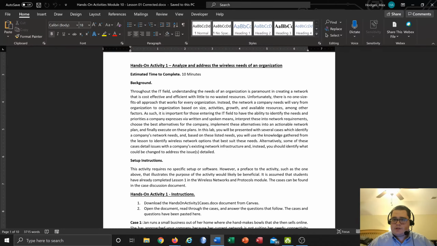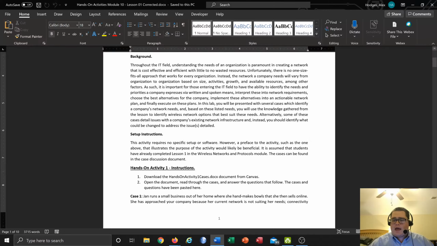So this particular activity is important because in the IT workforce, oftentimes you have to understand a client or customer situation and be able to deduce what solution best suits their needs, or what solution best solves their problem based on the needs that they say, and sometimes what they don't say. Sometimes you have to infer a little bit. So after the brief background that explains the importance and what you're doing and why you're doing it, you have brief setup instructions that tell you how to set up, how to prepare for the activity. And then you actually get into the instructions for the document.